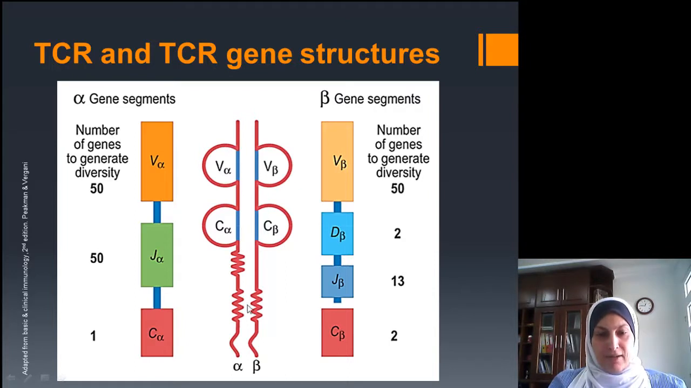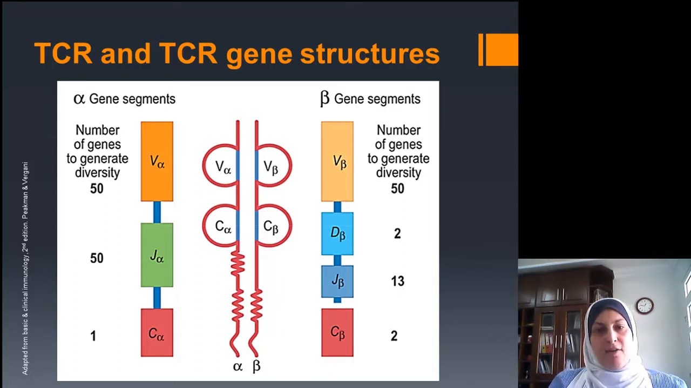This is an alpha chain and a beta chain, and as we stated earlier, each consists of a variable region and a constant region, and this is a transmembrane region. So this protein is produced from any of the 50 options of the variable region of the alpha chain. We have the junctional area, more than 50 options of the junctional area, and one constant area. So the number of options we have is 50 multiplied by 50, which is 2,500 options.